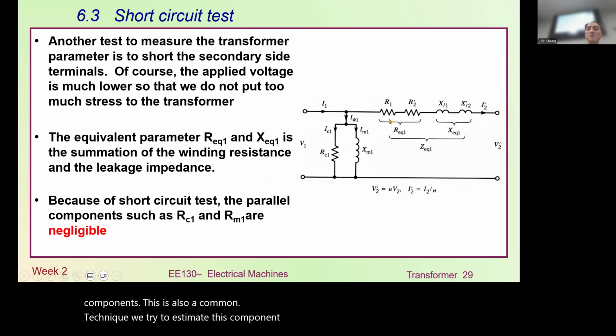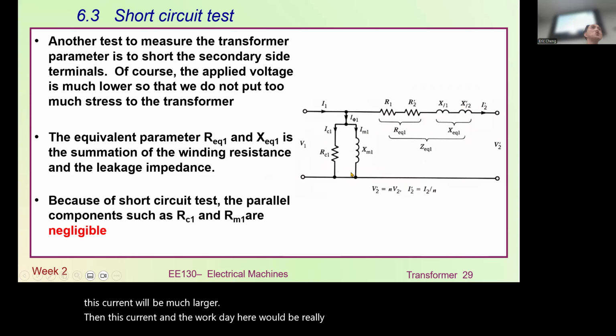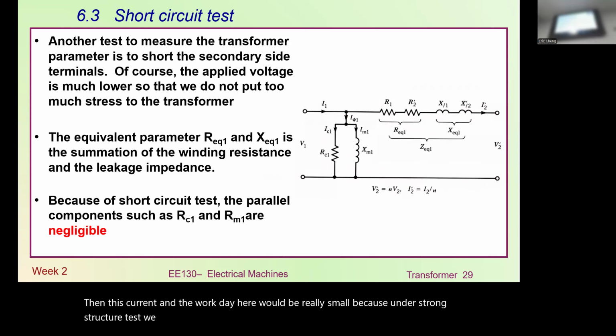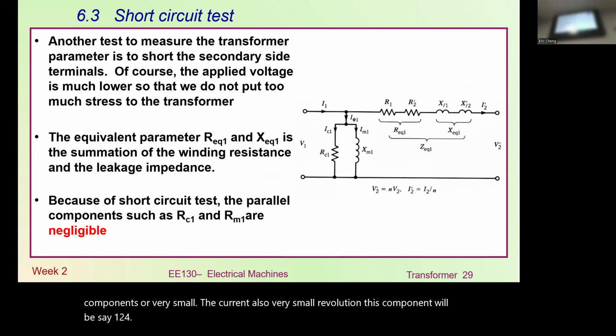If we write the T circuit model in such a way, when we have a short circuit in here, this current will be much larger than this current, and the voltage here will be really small, because under the short circuit test, we cannot damage the transformer. We only use a few volts, 1 volt, 2 volt, up to 4 volt to excite the transformer. That means the voltage across these two components will be really small, and the current is also really small. Usually this component will be say a 120 volt high voltage transformer, then we only use a few volts. It doesn't have too much current passing through the magnetizing branch anyway.